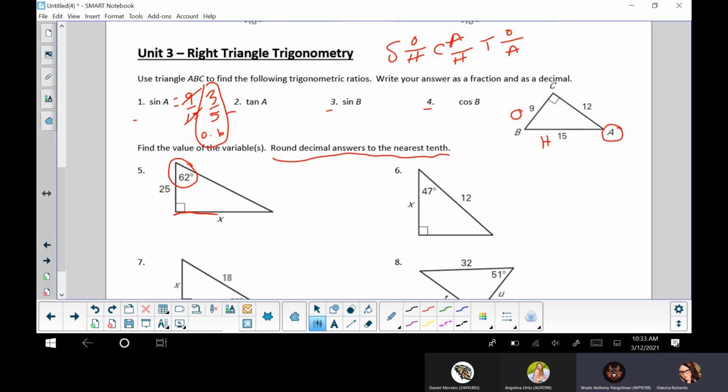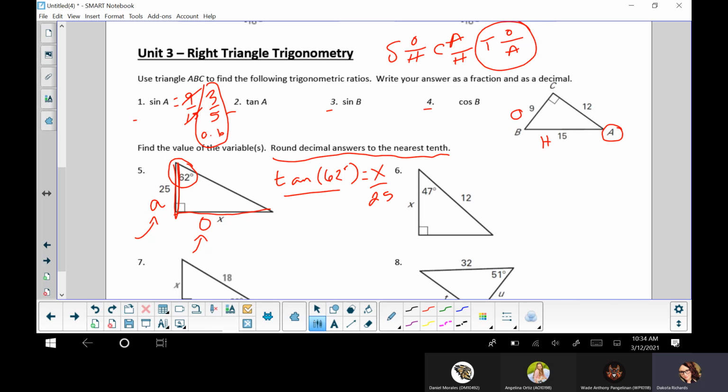This side. Opposite. That would be your opposite side. What about this side? Adjacent. So we don't even have the hypotenuse side. We don't even know what that is. We don't even have a variable. So which ratio uses the opposite and adjacent? Tangent. So the tangent of 62 degrees equals X, which is opposite, over 25, which is adjacent.